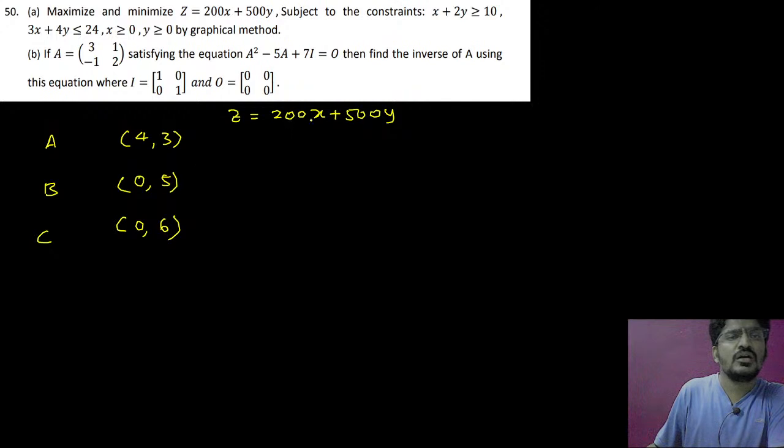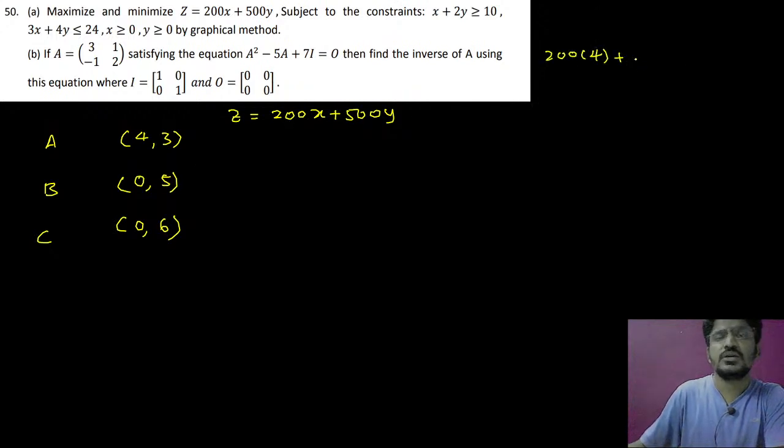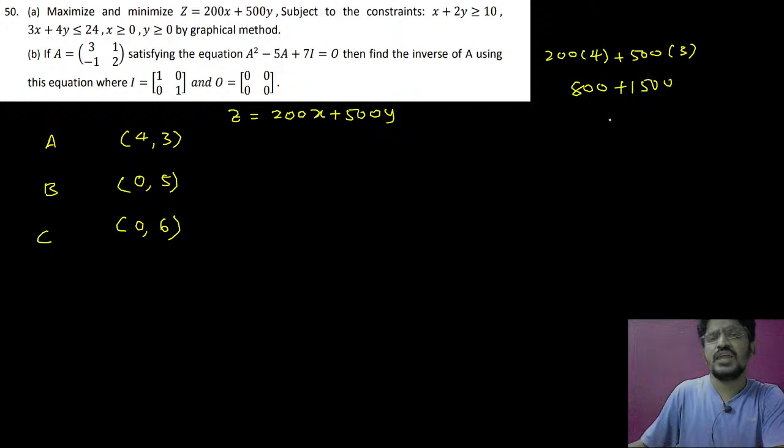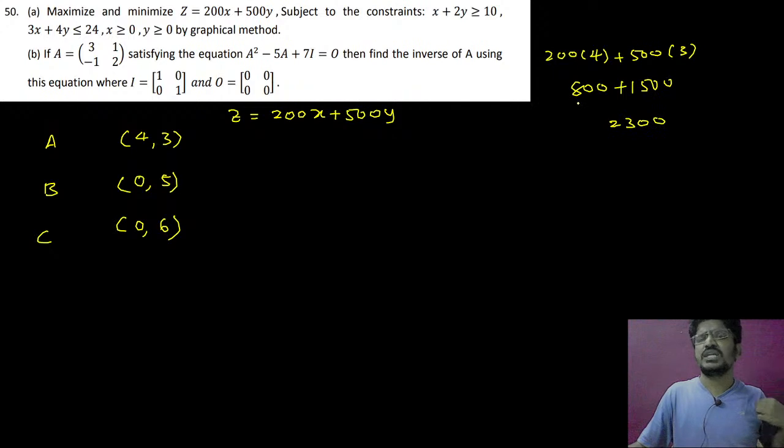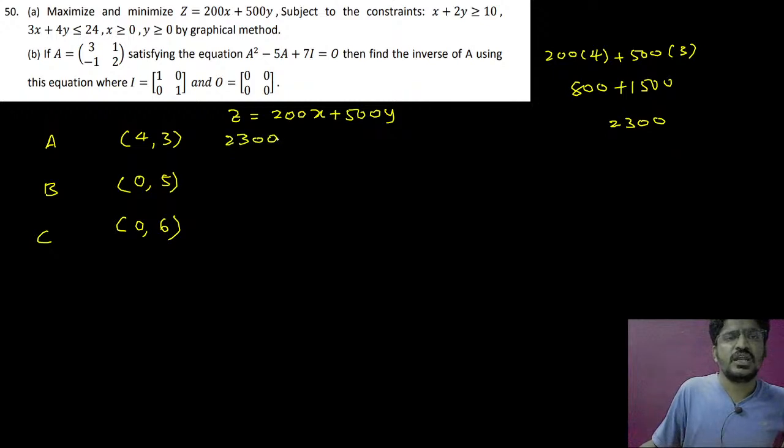Put 4 here, what will it be? 200 into 4 plus 500 into 3, 800 plus 1500. I think this is 2300. Okay, 15 plus 8 is 23. Clear? This will be 2300. At 0,5, this will be 2500. At 0,6, this will be 3000.